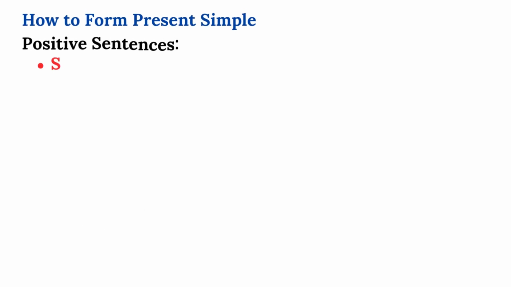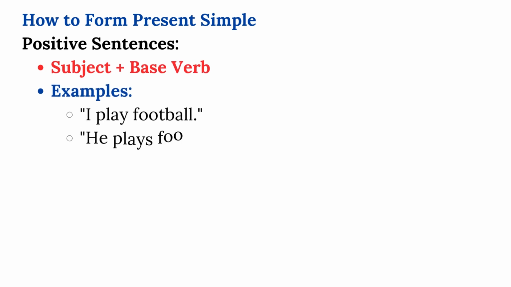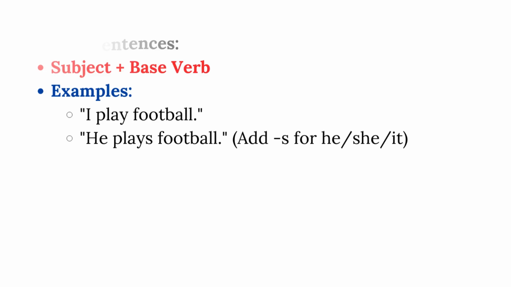How to form present simple. Positive sentences. Subject plus base verb. Examples. I play football. He plays football. Add s for he, she, it.